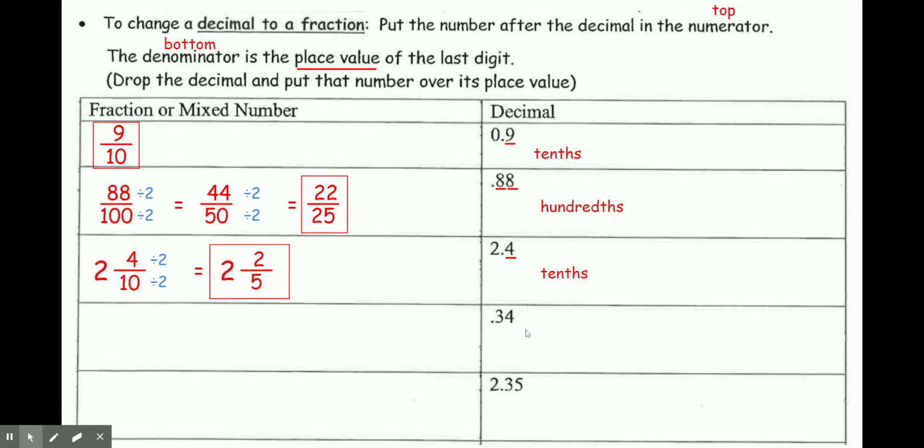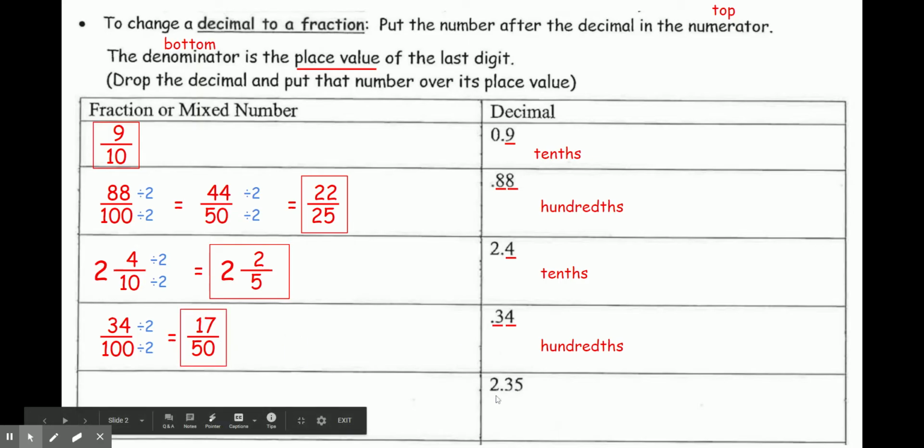0.34. So let's put our fraction bar down. 0.34. Well, 34, there's 2 place values, and that would make it hundredths. So that's 34 hundredths. So let's put 34 on top, 100 on the bottom. We can simplify this, divide both of them by 2 because they're both even. 34 divided by 2 is 17. 100 divided by 2 is 50. There's nothing that goes into 17 and 50, so that is our final answer.